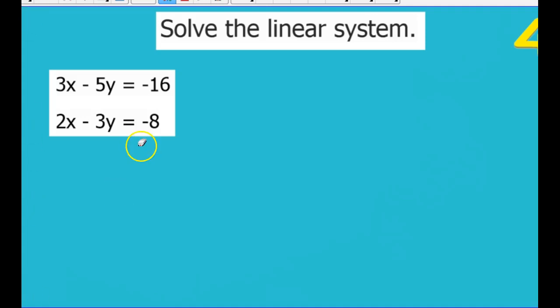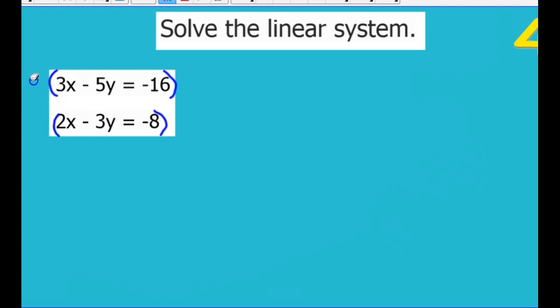Alright, for our last problem, we are looking at 3x minus 5y equals -16, and 2x minus 3y equals -8. So, if we just take a look at the first numbers, we have 3x and 2x. Now if we try to think of a number that both 3x and 2x can be multiplied to, the first number I think of is 6. So what we're going to do is multiply until we get to 6 for the 3x and the 2x.